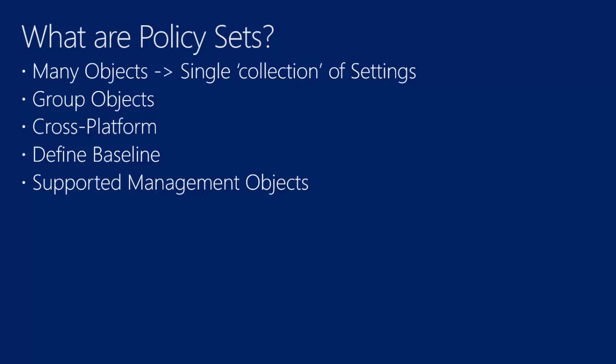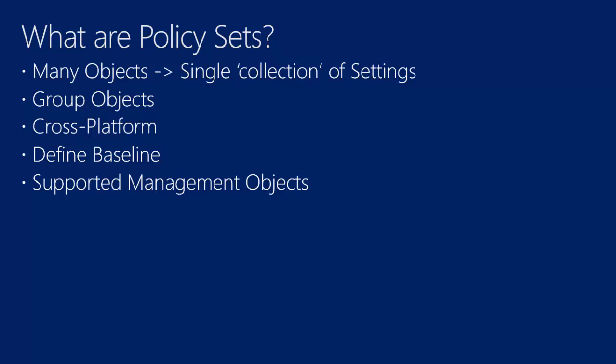Also, with policy sets, we do support using them cross-platform. What does that mean? Well, if you have a policy set that has 3 settings for Windows and 5 settings for iOS and 2 settings for Android, and you're on an Android device, you're only going to get the 2 settings that apply to you. The rest of them will be processed and flagged as not applicable, right?